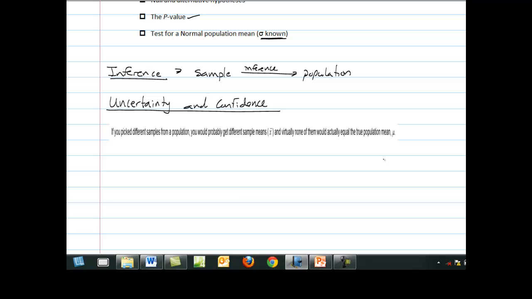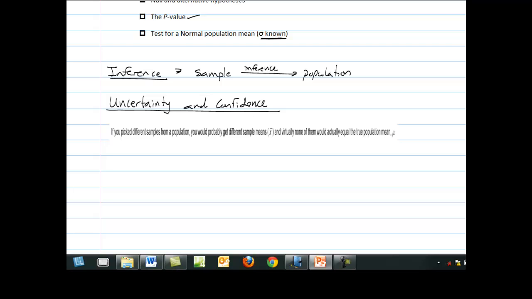So again, if you pick different samples from a population, you would get different sample means, and virtually none of them would actually equal the true population mean. But what we hope is, if we take these samples over and over again, and I take the average of the averages, that will equal the true population mean. So again, there's some uncertainty involved, and we know that the larger the sample size, the more confident I am that it's truly representative of the population.